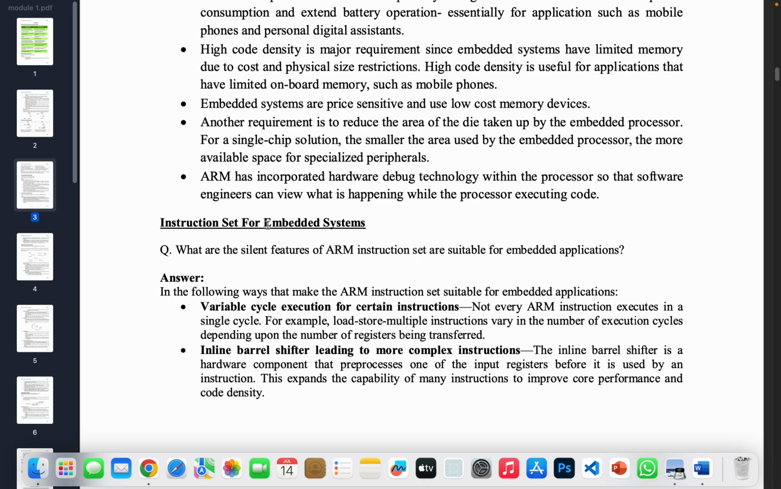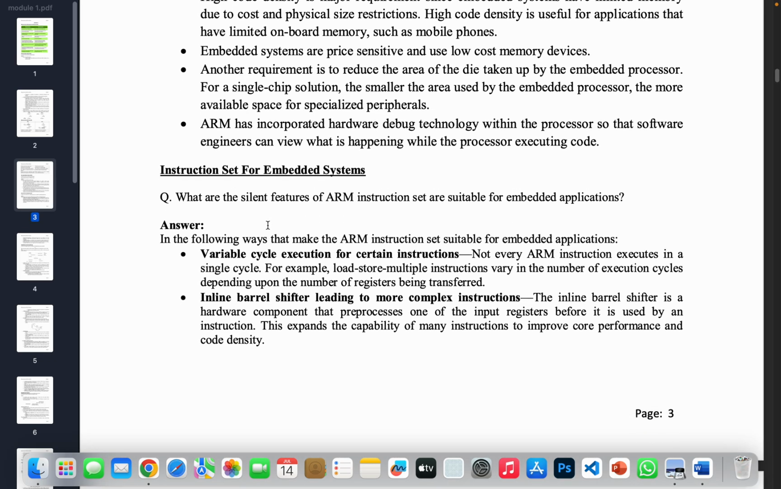And the fourth one is another requirement to reduce the area of the die taken up by the embedded processor for a single chip solution. The smaller the area used by the embedded processor, the more available space for specialized peripherals. And the fifth one is that ARM has incorporated hardware debug technology within the processor so that software engineers can view what is happening while the processor is executing code.